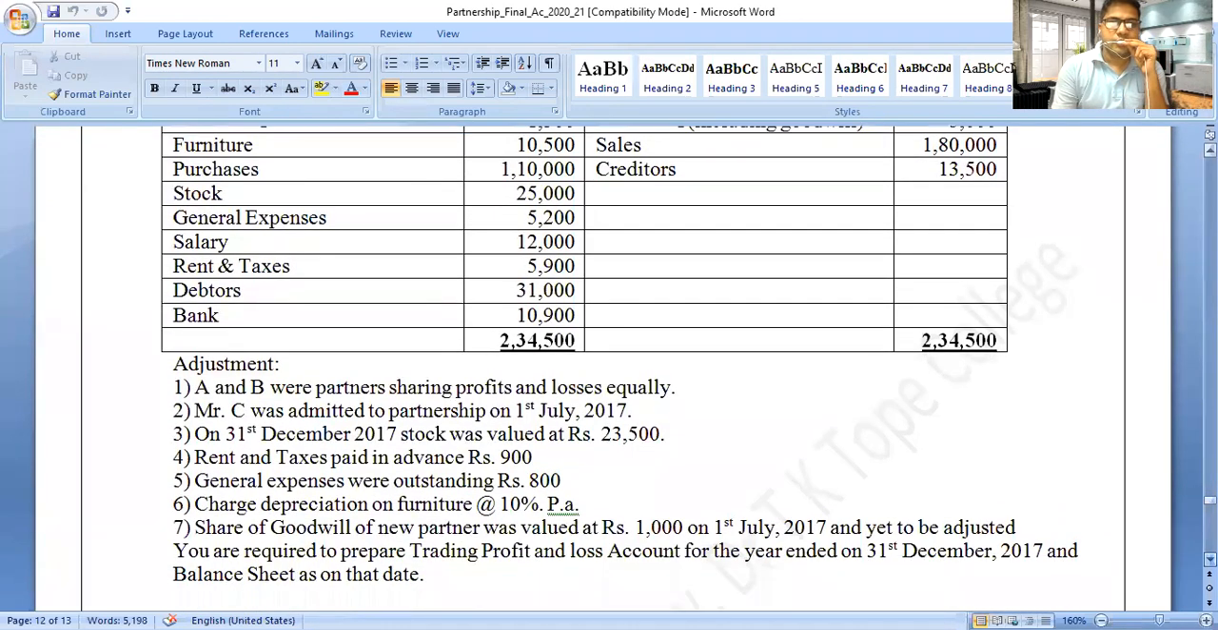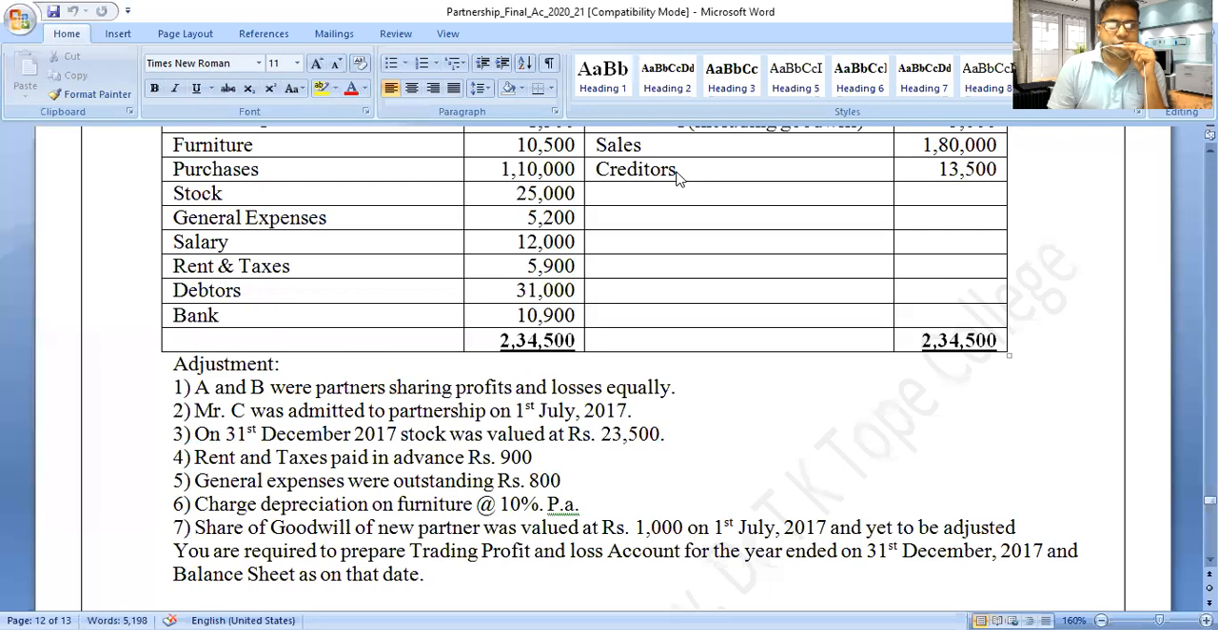Adjustments: Number one, A and B were partners sharing profits and losses equally. Number two, Mr. C was admitted to partnership on 1st July 2017. On 31st December 2017, stock was valued at rupees 23,500. Rent and taxes paid in advance rupees 900. General expenses were outstanding rupees 800.